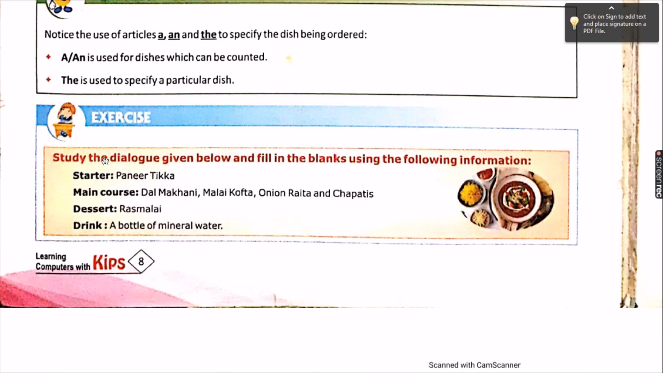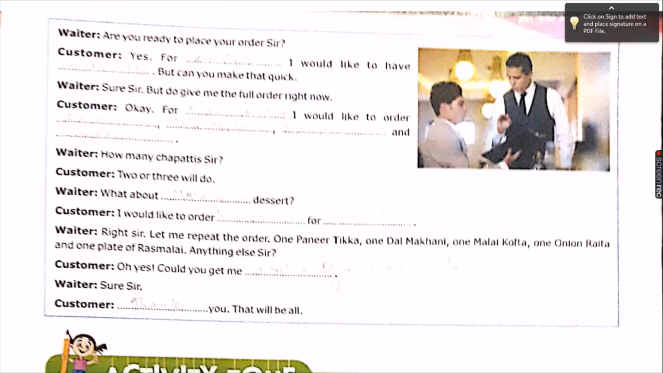The very first exercise given here says: study the dialogue given below and fill in the blanks using the following information. It is paneer tikka in the starter, main course is dal makhani, malai kofta, onion raita and chapatis, and in dessert it is rasmalai, and the drink is a bottle of mineral water. So let's see the exercise. We have to fill the blanks according to the dialogue given on the previous page.